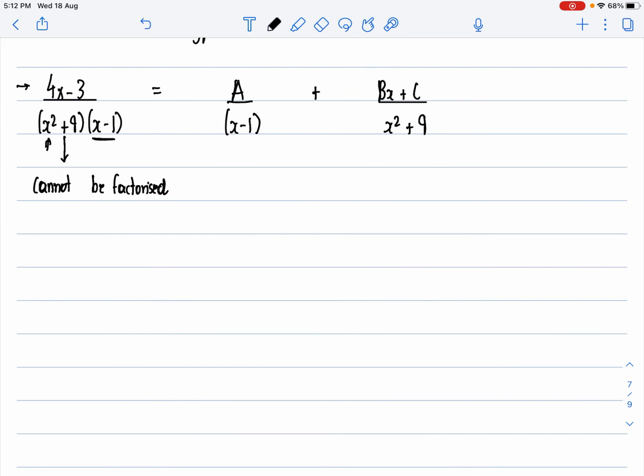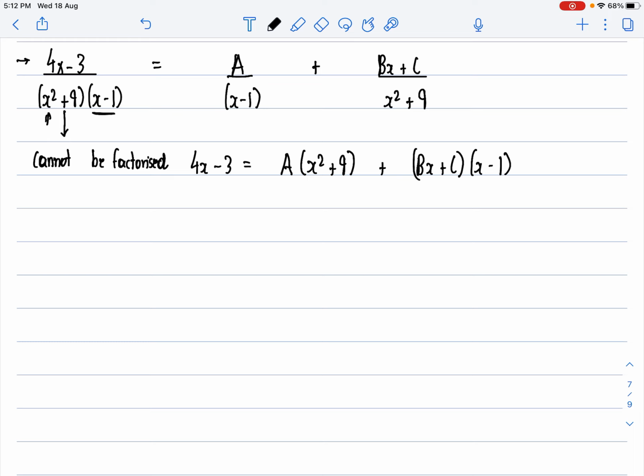Now what you do is, I know I can write this as 4x minus 3, which is equal to a into, basically taking the LCM, I have an x minus 1 here, x minus 1 here. The part missing is x square plus 9, plus bx plus c. This will be multiplied to, I have an x square plus 9 here, x square plus 9 here. So the thing missing is x minus 1. Correct? This is what I basically get.